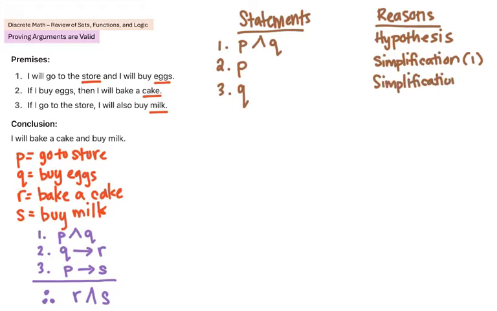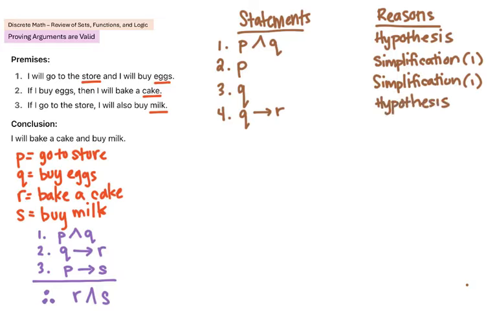So not only do I know I go to the store and I buy eggs, I can just say that standing alone. I go to the store, that's its own statement, and then I buy eggs, that's its own statement. So why does that help us? Well, let's go to the next premise. The next premise says, if Q, then R. Okay, that's a hypothesis. I'm allowed to rewrite it because it's just one of the given premises.